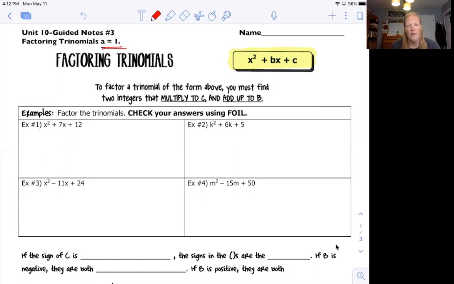But a lot of people tend to get these problems wrong because of their signs. So that's what we're going to focus on, and I think this process I'm going to show you eliminates any sign issues. So to factor a trinomial that's in that highlighted form, you have to find two integers that multiply to make c, so c is your third term, and that add up to make your middle term. Remember in the diamond problems, you had to multiply to make the top and add to make the bottom. That's why we were practicing that.